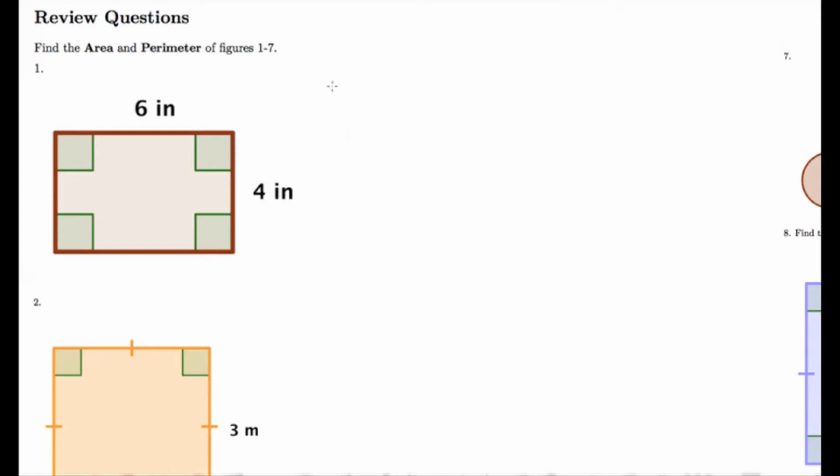The area of a rectangle is length times width. In this case our length is 6 inches and our width is 4. So area equals 6 inches times 4 inches. 6 times 4 is 24. And inches times inches is inches squared. So area equals 24 inches squared.